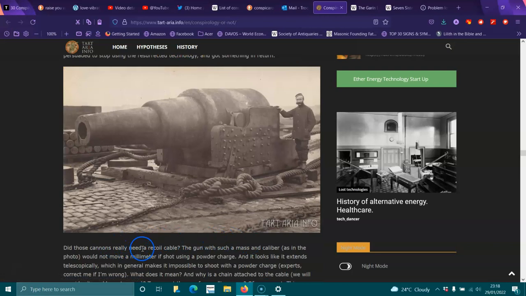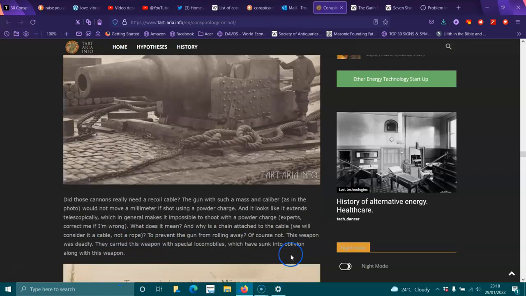Did these cannons really need a real recoil cable? The gun with such a mass and caliber as in the photo would not move a millimeter if shot using a powder charge, and it looks like it extends telescopically, which in general makes it impossible to shoot with a powder charge. Experts, correct me if I'm wrong. What does it mean, and why is the chain attached to the cable? We will consider it a cable, not a rope. To prevent the gun from rolling away? Of course not. This weapon was deadly.